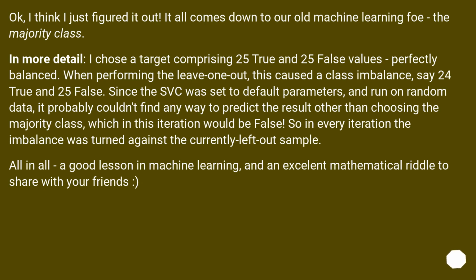Since the SVC was set to default parameters and run on random data, it probably couldn't find any way to predict the result other than choosing the majority class, which in this iteration would be false. So in every iteration the imbalance was turned against the currently left out sample. All in all, a good lesson in machine learning, and an excellent mathematical riddle to share with your friends.